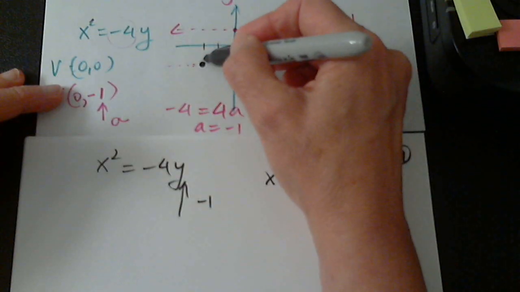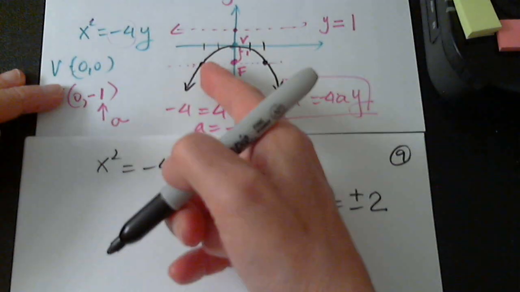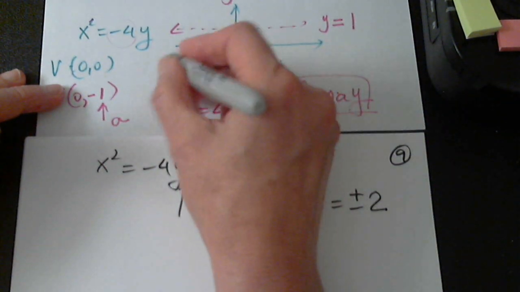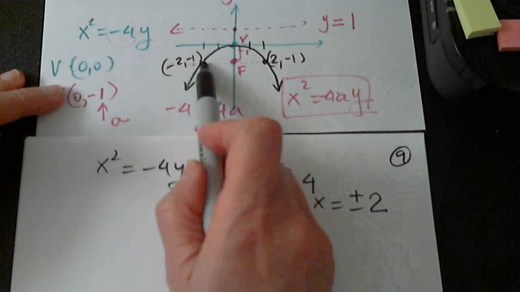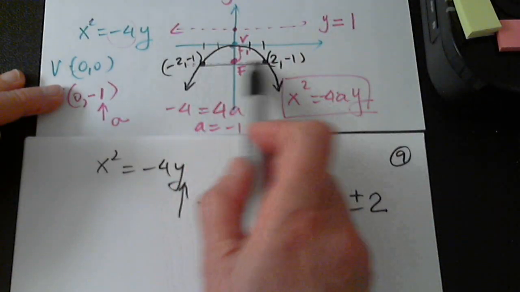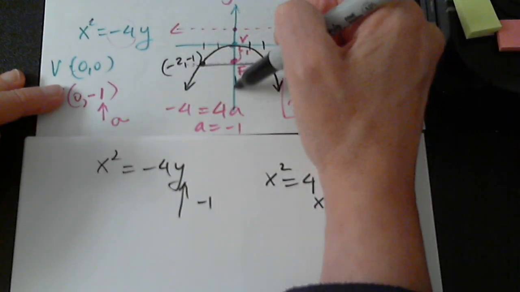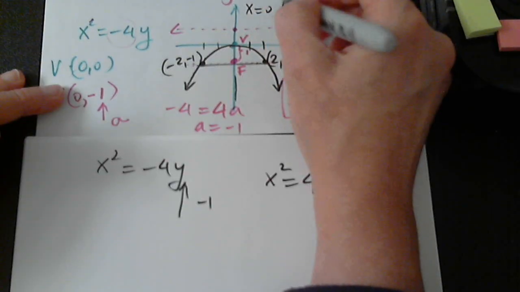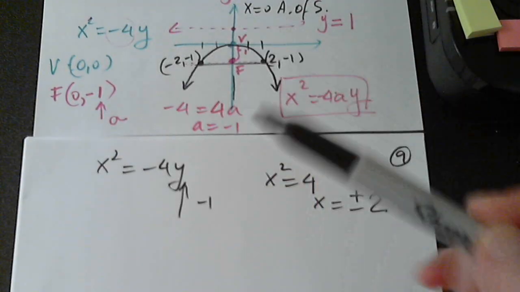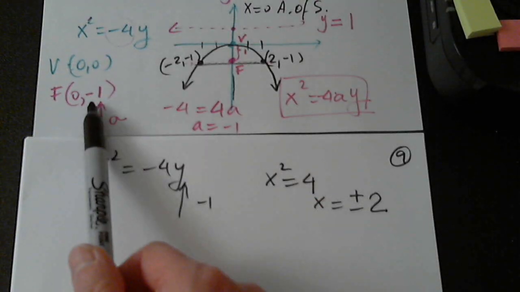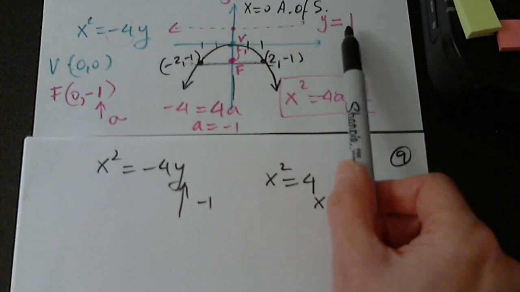And the parabola is completely defined. Again, this point, negative 2, negative 1. This point, 2, negative 1. So this is where the locus rectum exists, between this point and this point. This is the axis of symmetry, which is x equals 0. The vertex is 0, 0. The focus is 0, negative 1. And the directrix is y equals 1.